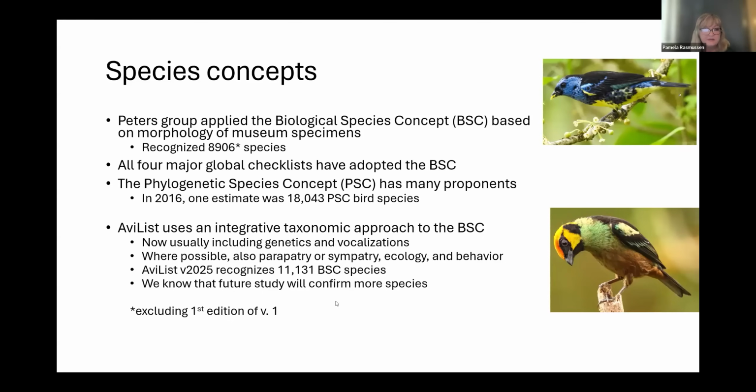As of the first version, the 2025 version of AviList, we recognize 11,131 species. We know that this is not the endpoint, that we know of many, many cases where there is certain to be more species, and in some cases where lumps will happen, but there is most likely to be more species than 11,131 that will eventually be recognized. There won't be an actual endpoint, but that's all we can project.